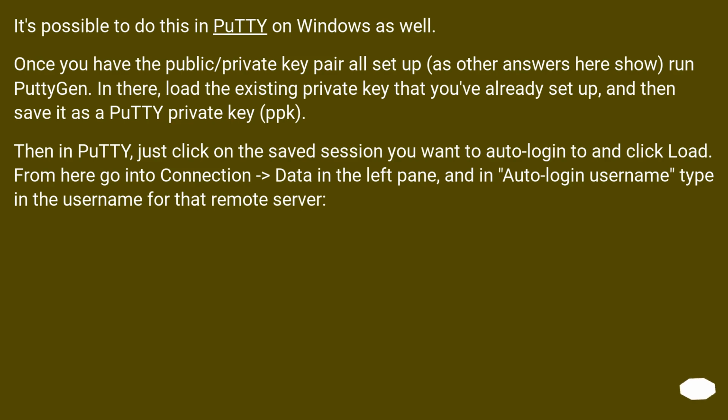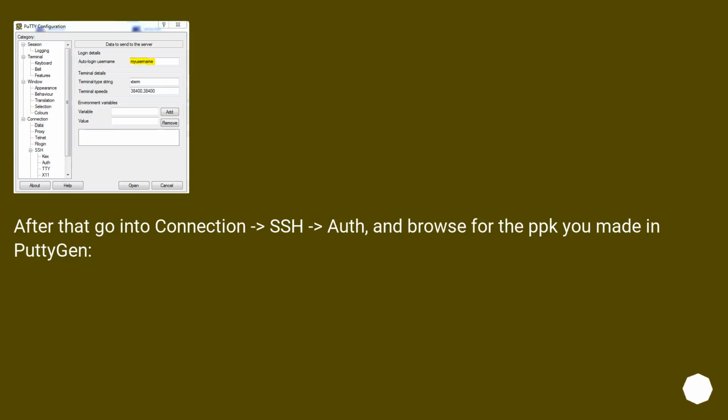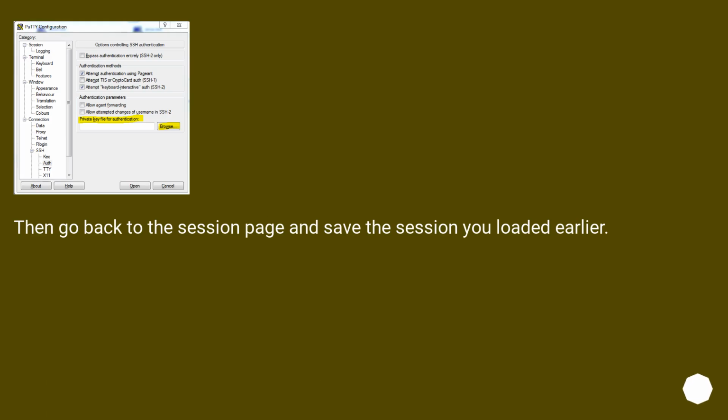From here go into Connection, Data in the left pane, and in Auto-login username type in the username for that remote server. After that, go into Connection, SSH, Auth, and browse for the PPK you made in puttygen. Then go back to the session page and save the session you loaded earlier.